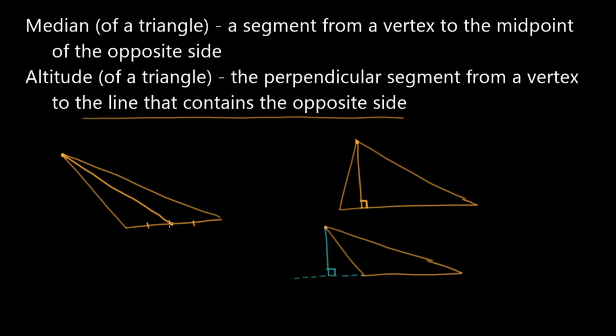So just one more time, a median goes from a vertex to the midpoint of the opposite side, so it connects those 2 points and divides it into two congruent parts, versus my altitude, which goes from a vertex and makes a right angle with the opposite side. It doesn't necessarily divide this into congruent parts or anything, it just makes a right angle with the opposite side. So these are two more parts of triangles that we're going to investigate further, and we'll have some interesting things that result when we construct multiple of them.